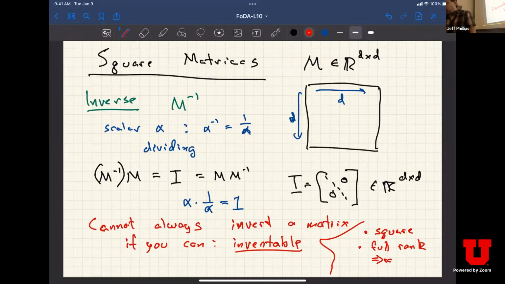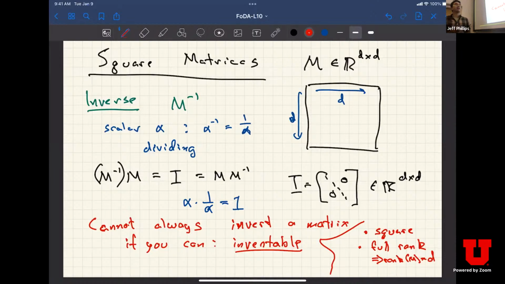So it has to be a square matrix, and it has to be full rank. This means that the rank of M has to be equal to D. Remember that full rank means the rank is equal to the minimum of the number of rows and the number of columns. The number of rows and number of columns is the same as D, so that means the rank has to be equal to D. And what this means is that every row is linearly independent of all of the other rows. All the rows are linearly independent, and all the columns are linearly independent. So that has to be the case if it's invertible.